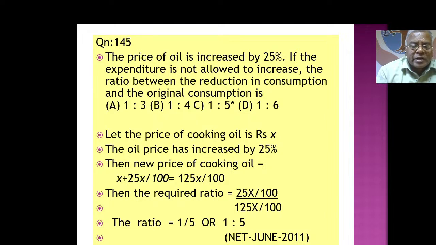அப்போ ரிக்வயர்டு ரேஷியோ என்ன அப்படின்னு சொன்னால், நியூ ப்ரைஸுக்கு மேலே நம்ம ரிடக்ஷன், அது 25, ஏன்னா அதுதான் இன்க்ரீஸ். அந்த இன்க்ரீஸை மேலே போடணும். 25 × 25X by 100, அந்த 100 போயிடும், 25 by 125 வரும், அது 1/5. 1/5ஐ 1:5 எழுதலாம். இது 2011. So this is also for science students perhaps. Other students may find it difficult.